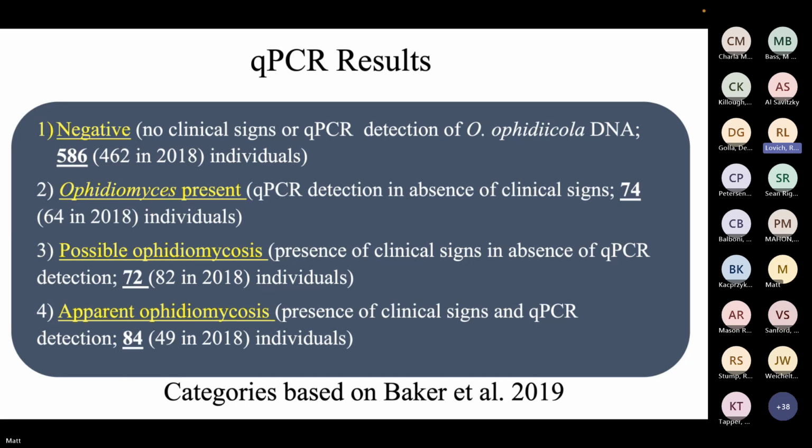Matt showed a slide earlier of the Baker et al. categories, whereby we observed the conditions through qPCR and/or whether there were clinical signs. And so I'm not going to belabor this slide, but these are the categories that we looked at for negative, present, possible, or apparent infection.